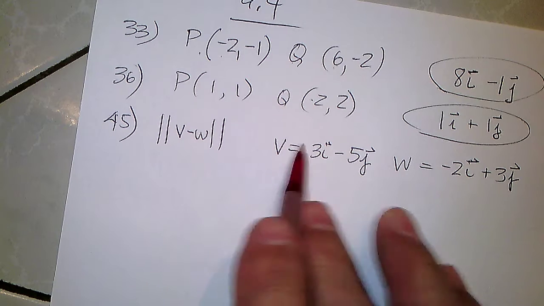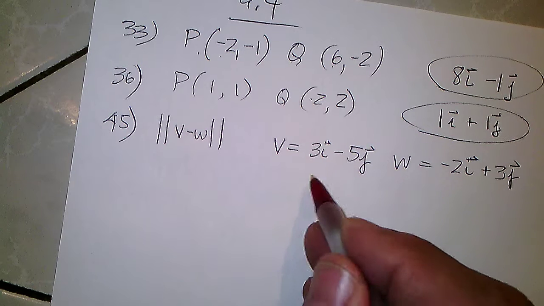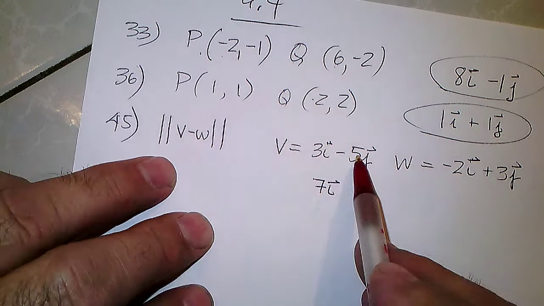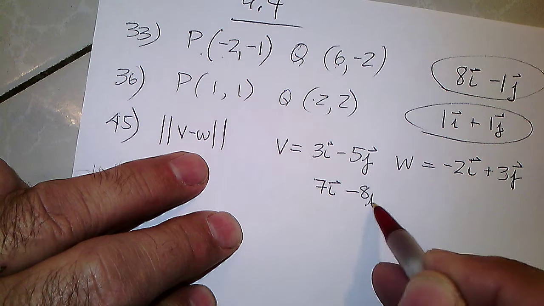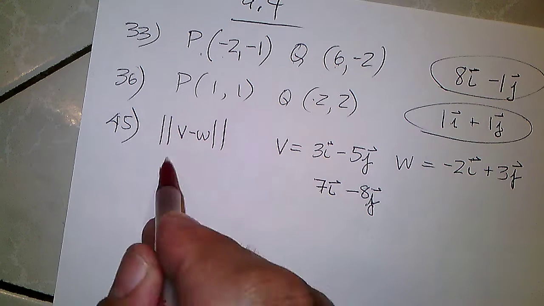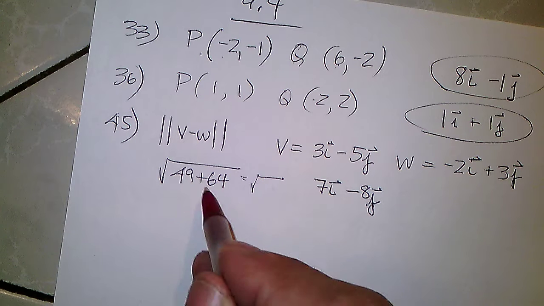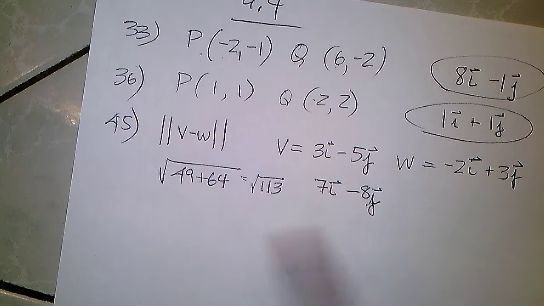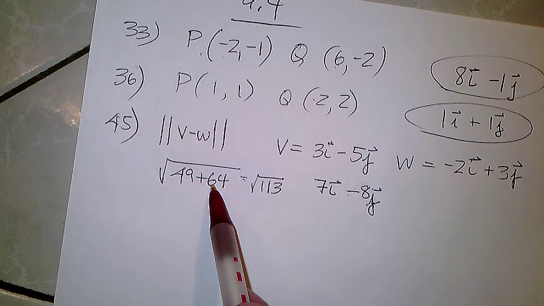So if I do V minus W, if I go 3, then subtract the -2, that'd be add 2, so that'd be 7 in the X direction. And if I go V minus 5, and then I go -3, that'd be -8 in the J or Y direction. And the length of this one would be the square root of 49 plus 64. 113, square root of 113. -8 squared is 64, 7 squared is 49, 49 and 64 is 113.